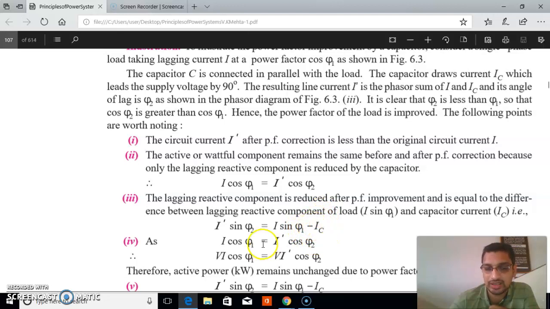Also we know that the active components are the same: I cos phi 1 equals I dash cos phi 2. Then V I cos phi 1 equals V I dash cos phi 2, because V I cos phi 1 is the active power before the power factor correction, and V I dash cos phi 2 is the active power after the power factor correction. No change in the active component means the active power in both cases, before and after the correction, is the same. So we can write V I cos phi 1 equal to V I dash cos phi 2.